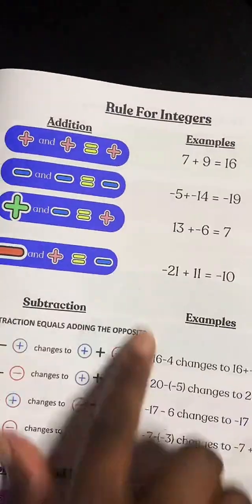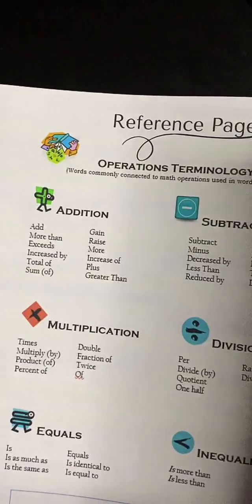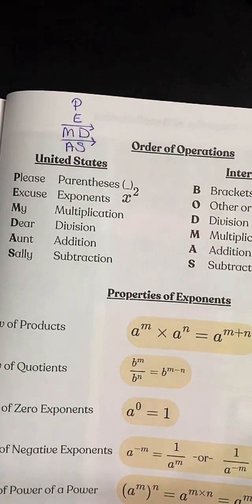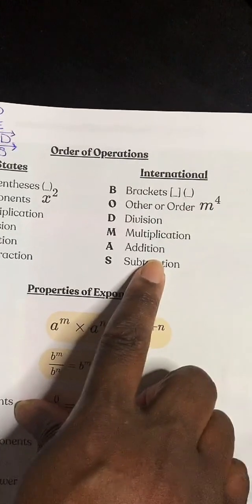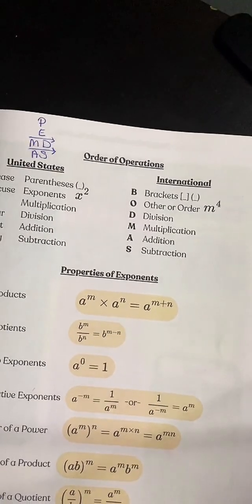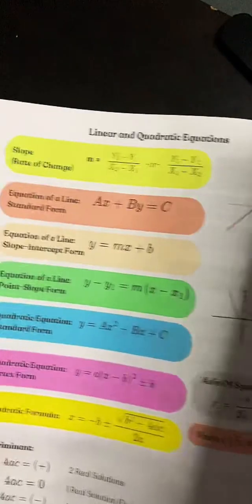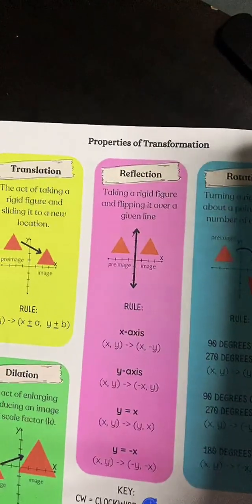So we have all the formulas that people generally miss, some of the terminologies that are used in word problems, as well as order of operations, be it here in the US and also international. Bam. Then we have our properties of exponents. We have our linear and quadratic equations. Then we're looking at the properties of transformation.